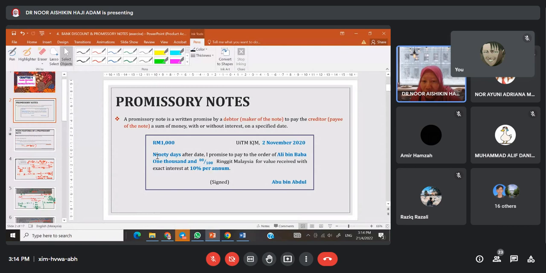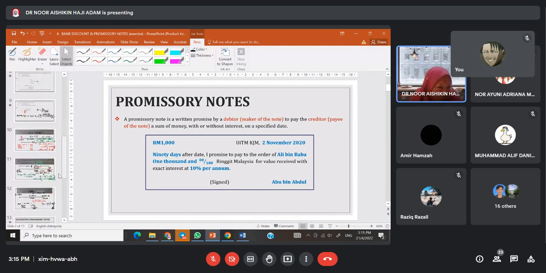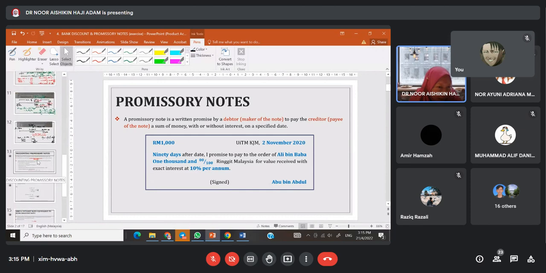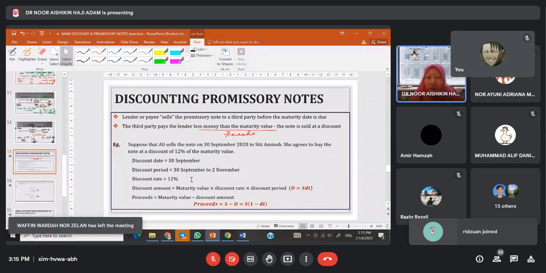Okay, so Ali, the creditor, sepatutnya simpan for 90 days, tetapi dia tak buat macam tu. Dia jual note tu pada siapa tadi? Siti Aminah. Dia jual the note on 30th September to Siti Aminah. And she agrees to buy the note at a discount of 12% of the maturity value.